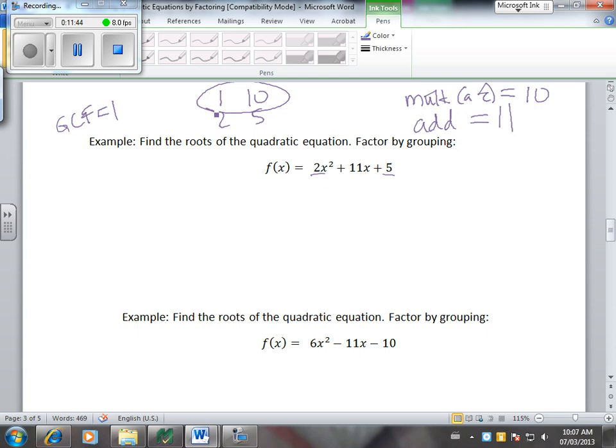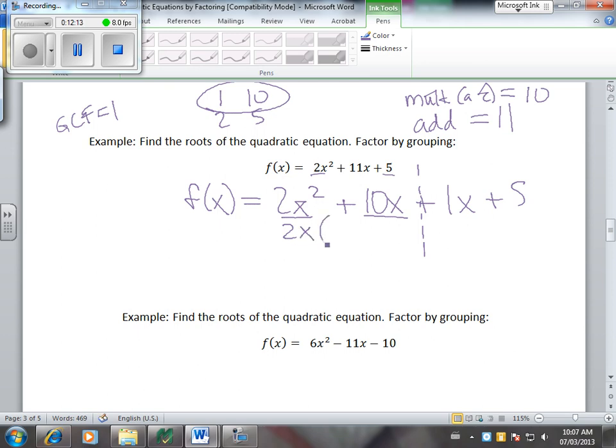Okay, so what we do is we rewrite this out. F of x equals 2x squared. Okay, and we'll then put our two x terms in there. Plus 10x plus 1x plus 5. Okay, and you can kind of just split this down the middle right now. Now look at just these two terms. What's the greatest common factor we can take out here? We can take 2x from both of them, and then we have x plus 5 left.